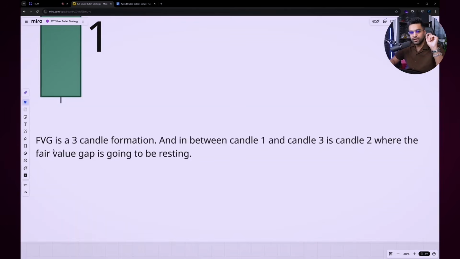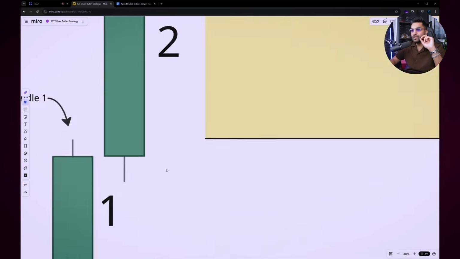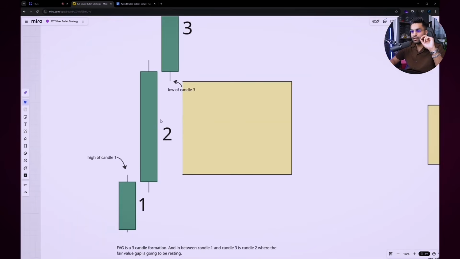So in simple words, a fair value gap is a 3 candle formation, and in between candle 1 and candle 3 is candle 2, where the fair value gap is going to be resting. Now there are 3 candles here: candle 1, candle 2, and candle 3. One important point, these 3 need to be bullish if you're looking for a bullish fair value gap, and the candles need to be bearish, all 3 of them, if you're looking for a bearish fair value gap.